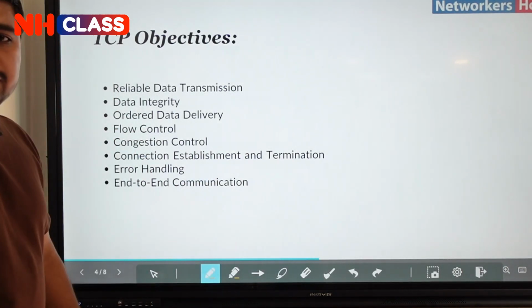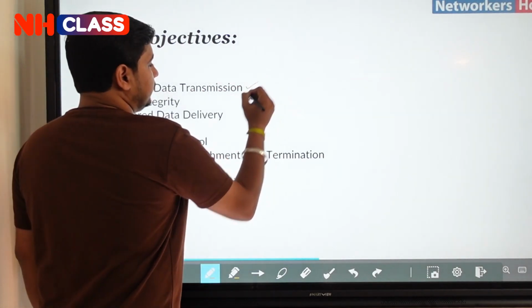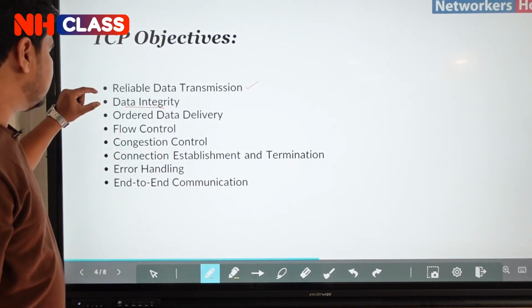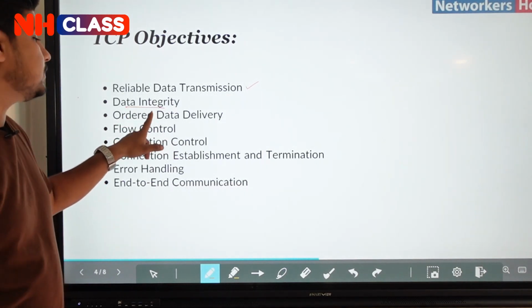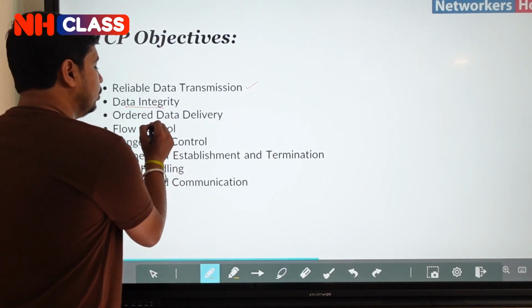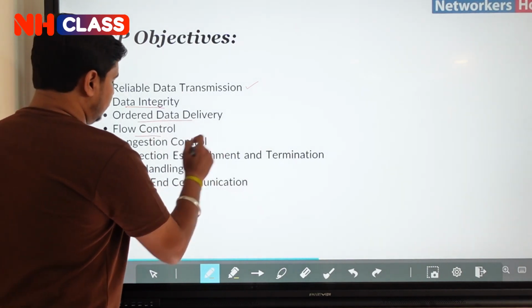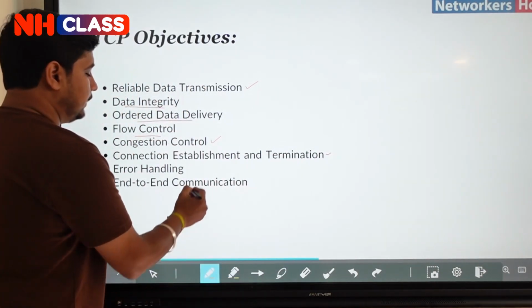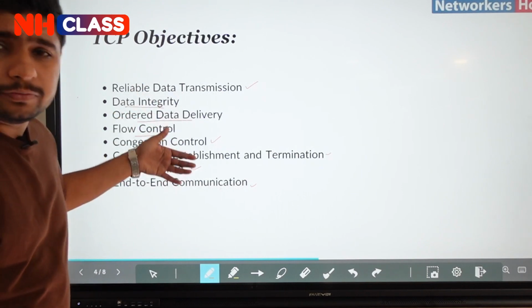These are the TCP objectives which I'm going to discuss now. The first thing is reliable data delivery. What is the meaning of reliable data delivery? Data integrity, guys. I hope just 5 minutes back I was talking about data integrity. So the same data integrity is there, and this is one of the important objectives of TCP. Ordered data delivery, flow control, congestion control, connection establishment and termination, then error handling, and end-to-end communication. So these are the objectives of TCP, guys.